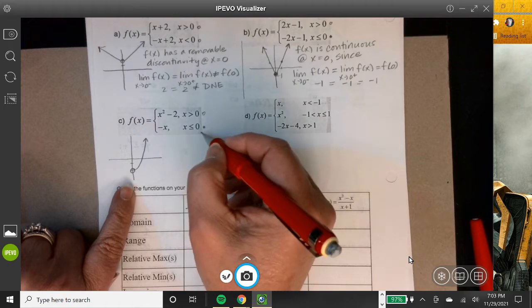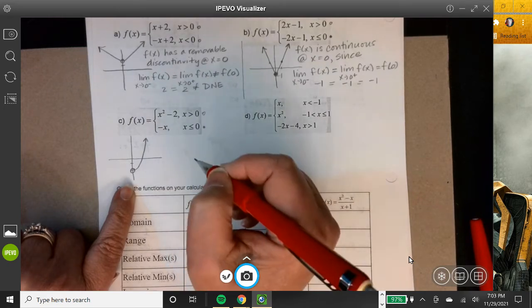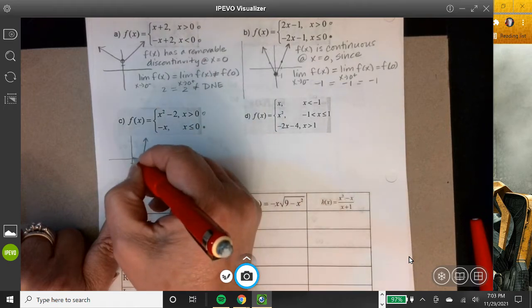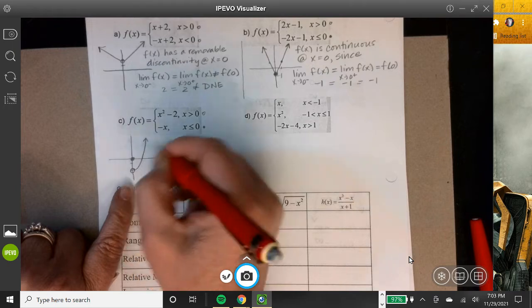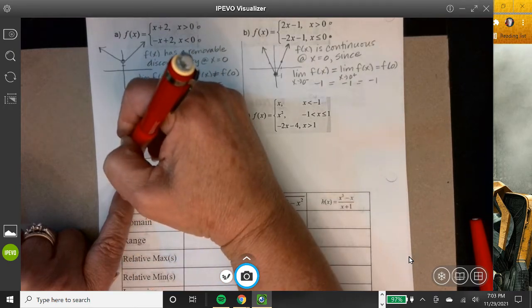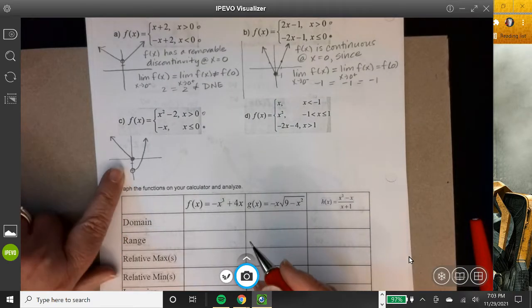And then the bottom part, or the left side, is -x. Well, what happens when I plug in x equals 0? Well, that's 0, but that's a solid dot there because that's closed. And then I have a slope of -1, so I'm going to have a slope of -1 on this left side. And so what kind of discontinuity is that?